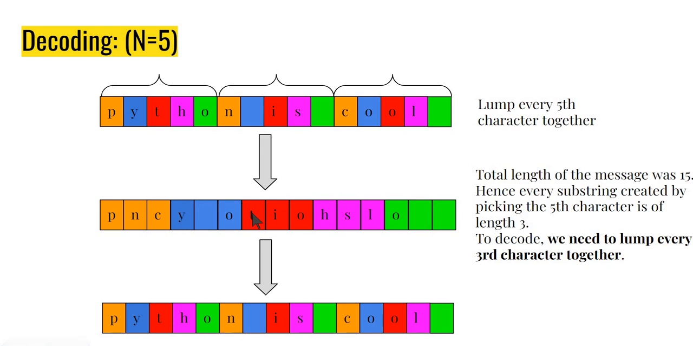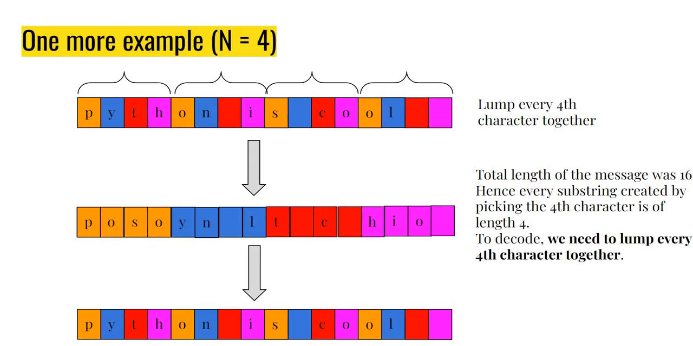So I'll basically go P, Y, T, H, O, N, and so on and so forth, and I'll get this string. So basically the idea is that I run the same algorithm on this, but not with 5, rather with every third character being picked up, and I'll have decoded this. Let's look at one more example. Let's say n was 4. Now in this case, my total length is 16, so every substring is of length 4, and all I really need to do is to look at every fourth character once again. In this case, my encoding was with 4 and decoding is also with 4, but that's just because the length of the string is 16. If the length was 20, then I would have to look at every fifth character.